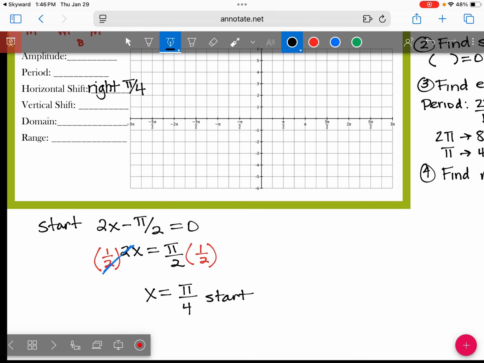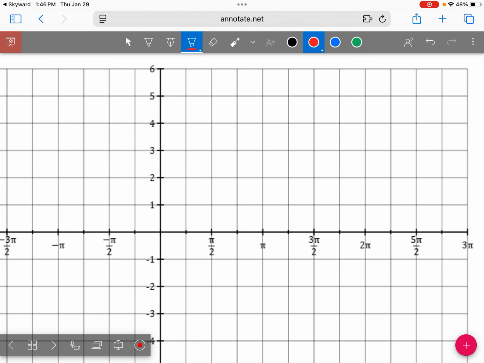So let's go ahead and draw in that line. Keep in mind that we're graphing by pi over 4. So what I mean by that is the axis is counting by pi over 4. So pi over 4 is right here. This is pi over 4. I'm going to draw in my little vertical line. That's my starting wall right there.